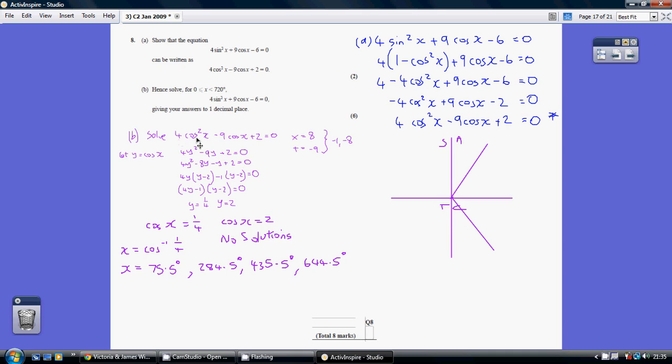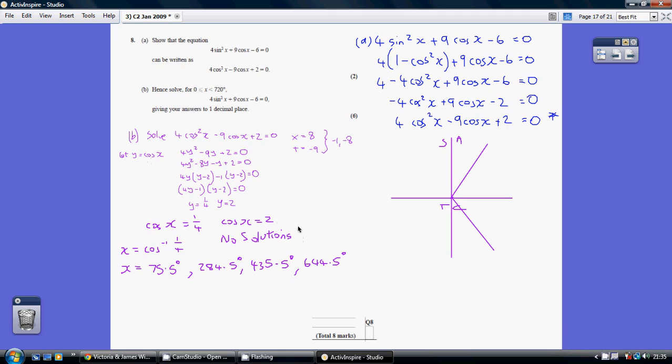So 4 lots of cos x squared, so 4 lots of y squared, minus 9 lots of y, add 2 equals 0. This is a quadratic that we can factorise down to (4y minus 1)(y minus 2) equaling 0. So we get two solutions, y being a quarter, y being 2. So cos x equals a quarter, cos x equals 2.